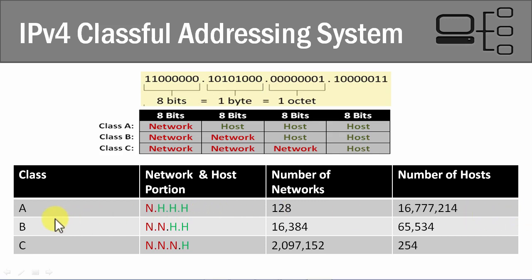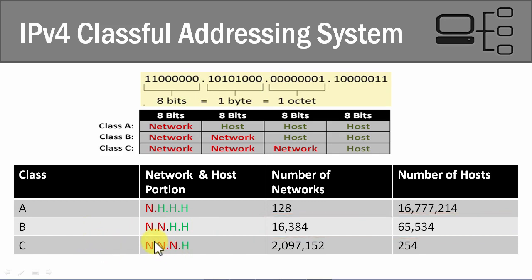So that's Class A. Now Class B, they assigned 2 different octets, which would be 8 plus 8 bits, so 16 bits. So if you do 2 to the 16th power, they could create a total of roughly 16,000 different networks for Class B networks. And for each one, you could have roughly 65,000 computers on each network.